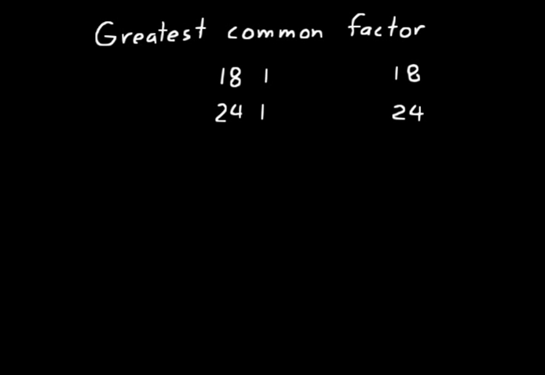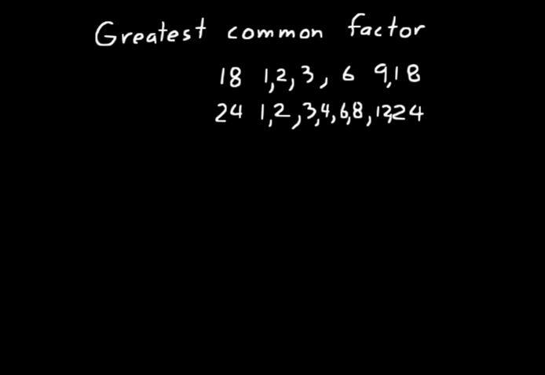Then we look at 18, we see that's an even number, so we know that 2 is a factor. 2 times 9 is 18, so 9 is another factor. And then hopefully you also know that 3 and 6 are factors. Now 24: 2 and 12, 3 and 8, 4 and 6. Those are all factors as well.